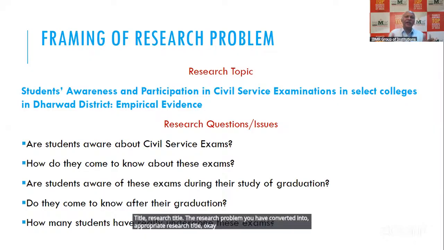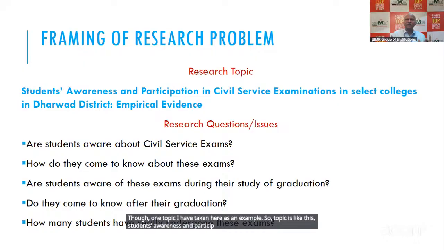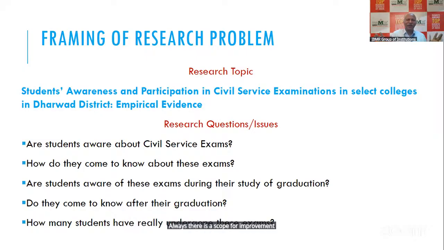Yesterday we had discussed the research problem, and how from the research problem we can explore and narrow down to a specific topic. I have taken one topic here as an example: students' awareness and participation in civil service examinations in select colleges in Dharwad district: Empirical evidence. I do agree there is still scope for improving the title. There is always scope for improvement, because these are dynamic subjects.